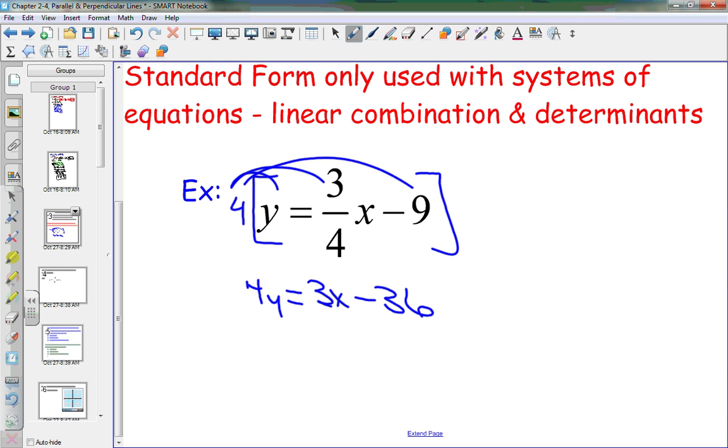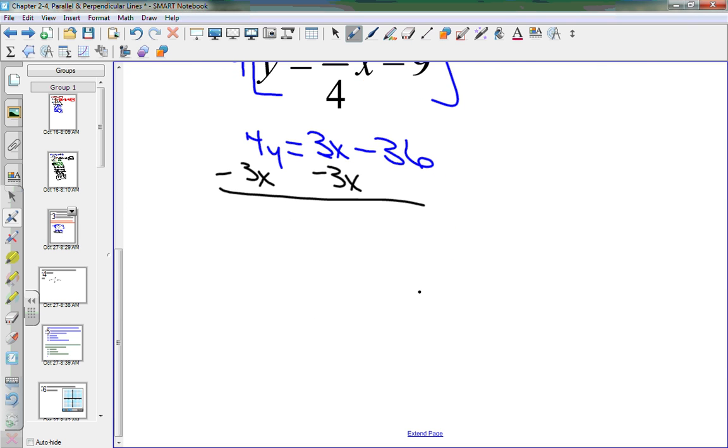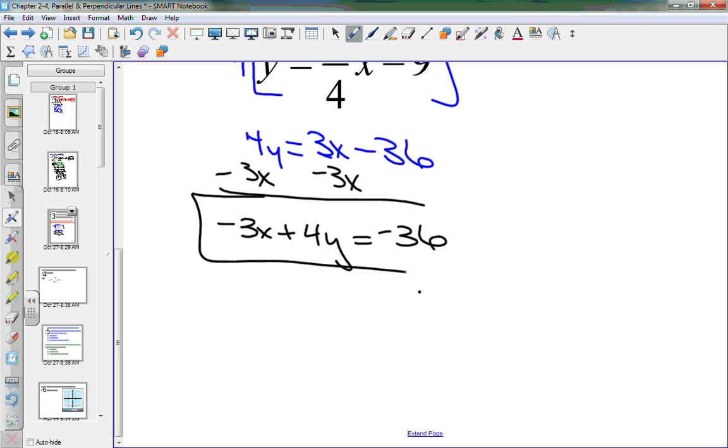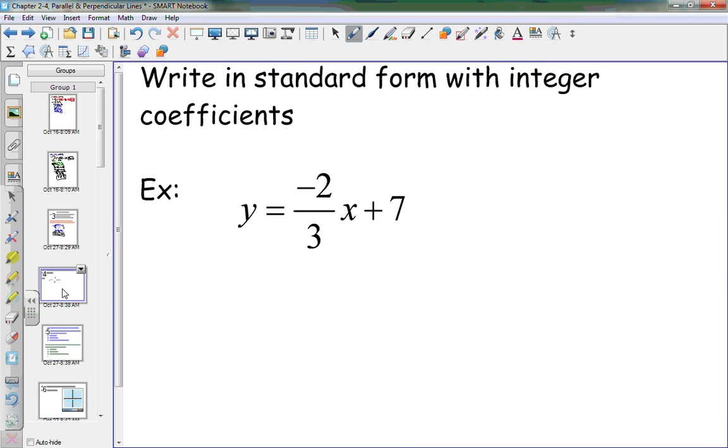Now I need it in standard form. Standard form is ax plus by is equal to c. So what do I need to do? I need to get the x on the same side as the y. So I'm going to subtract 3x from both sides. So when I do that, standard form is going to give me negative 3x plus 4y is equal to negative 36. This is standard form. It is not helpful for what we're doing graphically. But it is something I need to introduce to you again so that whenever we talk about it later on, systems of equations will be like, aha, I remember this.